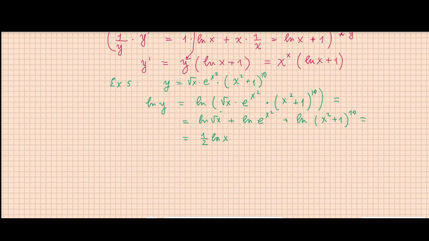Again, square root is 1/2, so it's actually x to the power of 1/2, and I'll take it in front. Here, guys, I'm using the cancellation rule. ln and e cancel each other. We just have the argument x squared. And over here, guys, I'm going to take the power outside. 10 ln of x squared plus 1. We cannot simplify it any further. There is no rule for the sum under the ln. Now, what I'm going to have next.